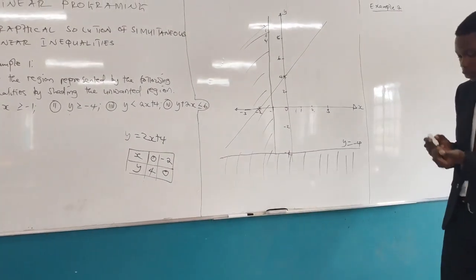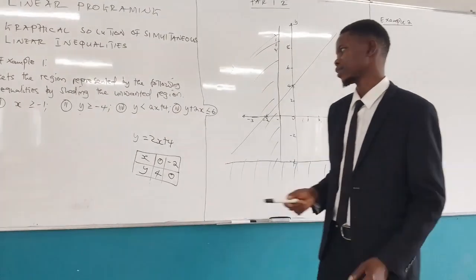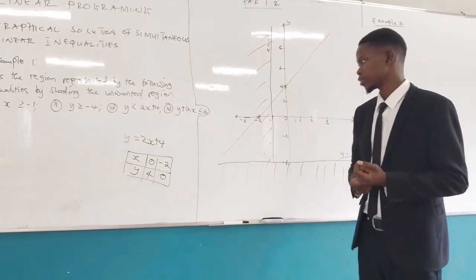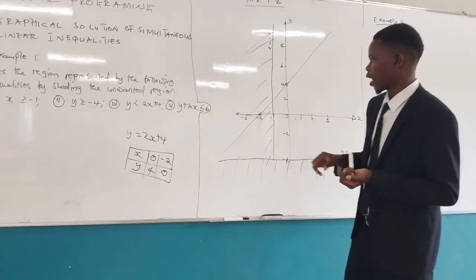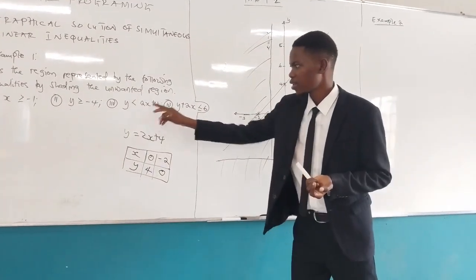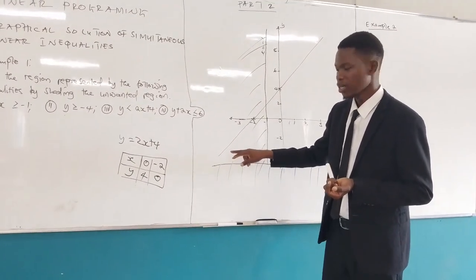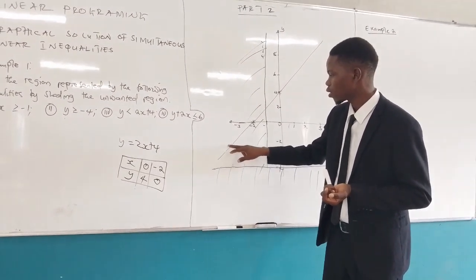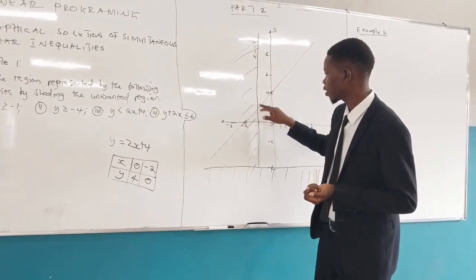Now, where are we supposed to shade? As you can see, y is less than 2x plus 4. Actually, considering the inequality symbol, this line is supposed to be dotted. That means we have to have a dotted line or a broken line.